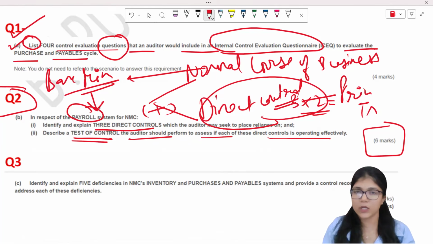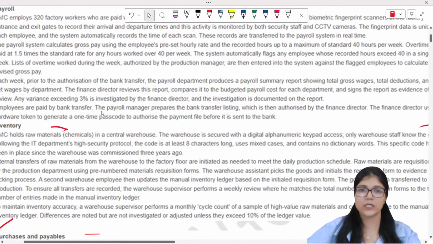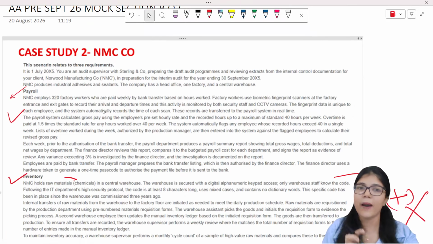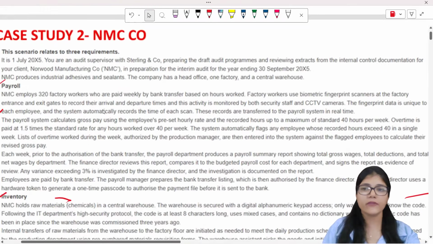I'll give you the examples in the question for this one for sure, but please make sure that you understand this topic really well. All right, so let's go now and read the case study. We'll only read the payroll paragraph, and that too line by line, and small paragraphs we'll divide into. We'll not read the entire big chunky paragraph right now. Okay, so let's read the first paragraph first.